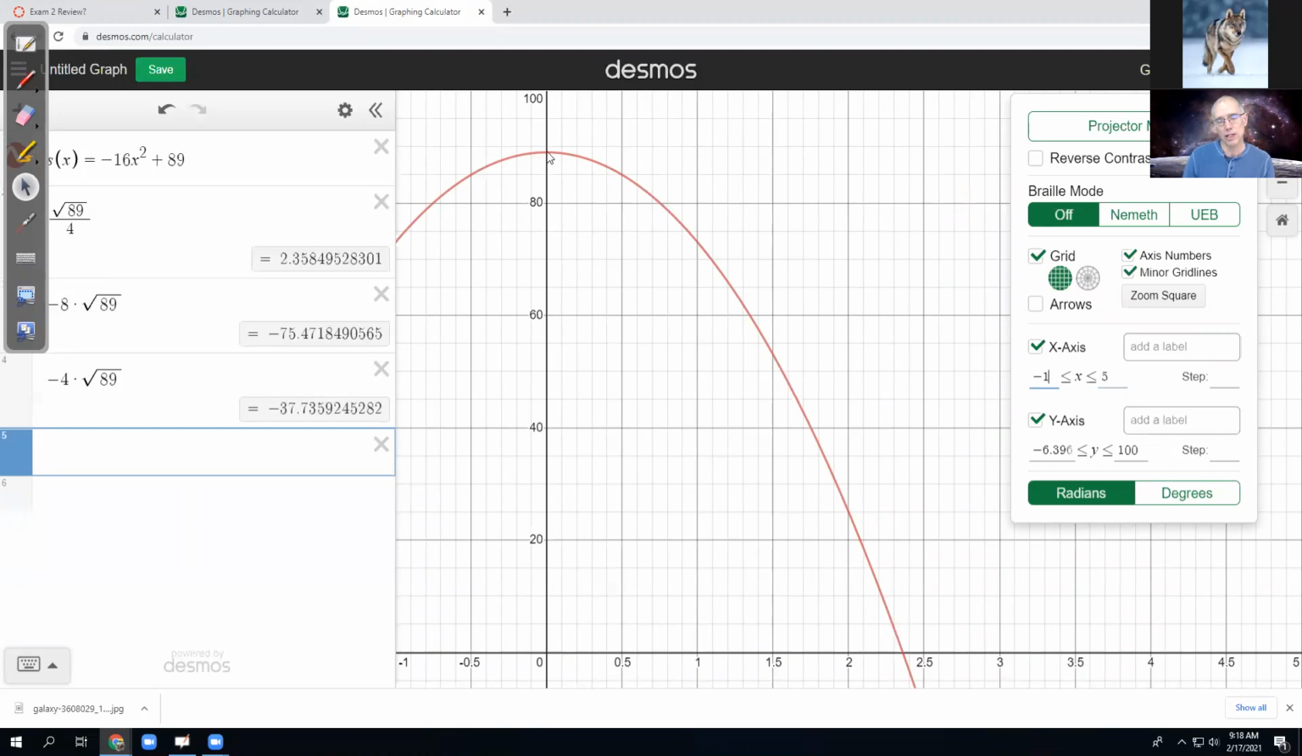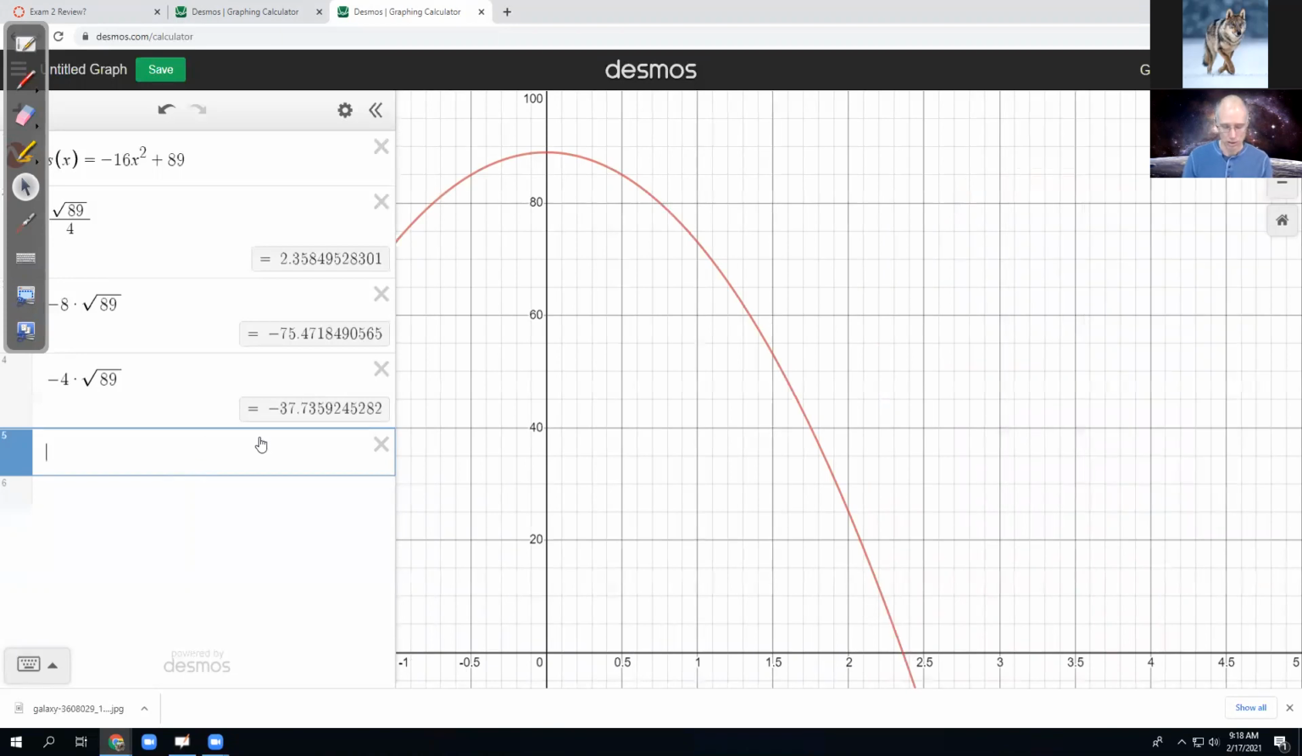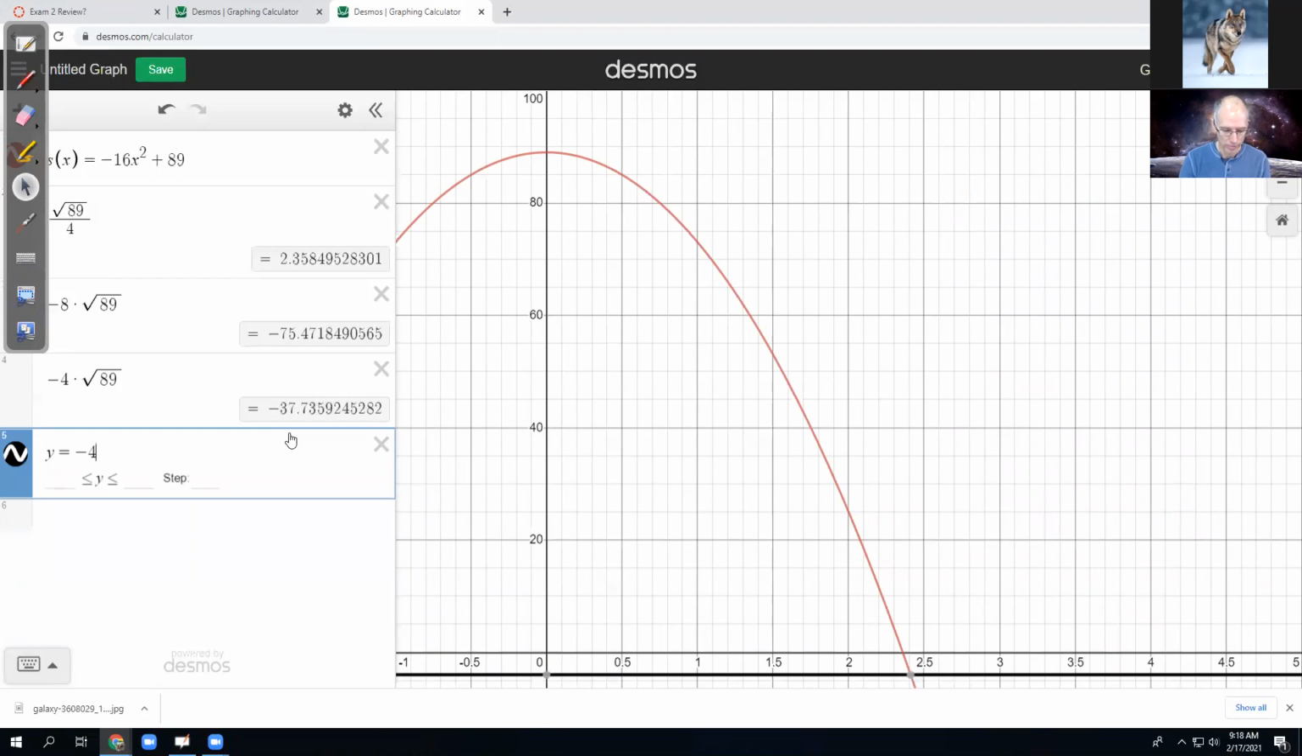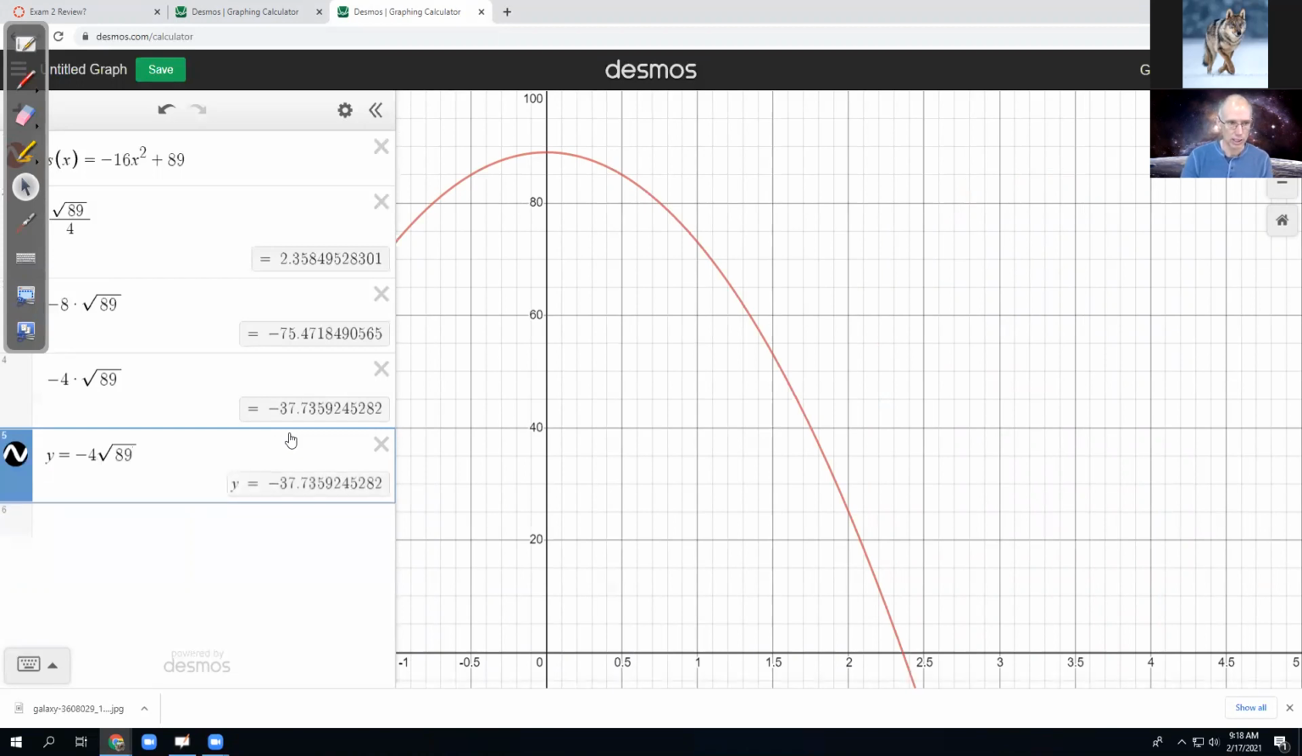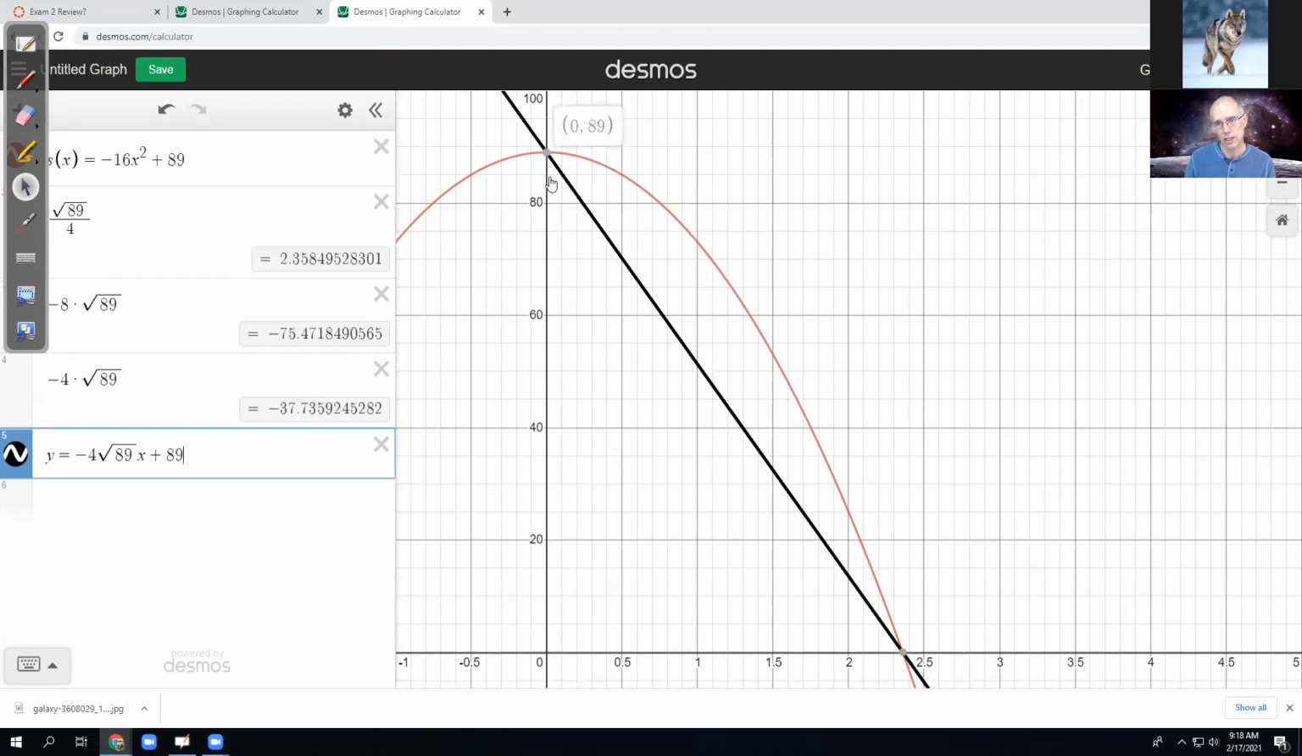So if we graph the line, our average, which we just found, the y-intercept is the same as this y-intercept. So that line would just be y equals the slope we found above, -4 times the square root of 89 times x, our slope, and then we shift that up to have the right intercept, 89, and yep, nailed that. And then if we check the tangent line, we would do point slope form. Here's our x value and here is our slope. And yeah, that one's not bad.